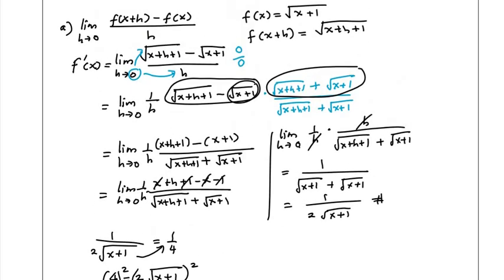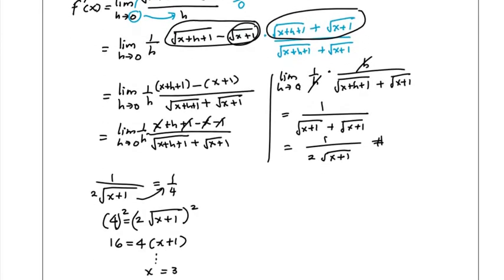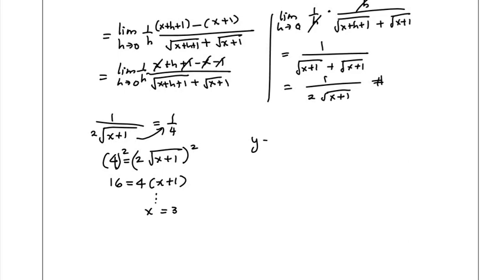Jadi kita ambil x sama dengan 3, gantikan ke dalam y. Okay, so y sama dengan punca kuasa x tambah dengan 1. Jadi y sama dengan punca kuasa, nilai x kita 3. Jadi y sama dengan 2. So point dia adalah (3, 2).